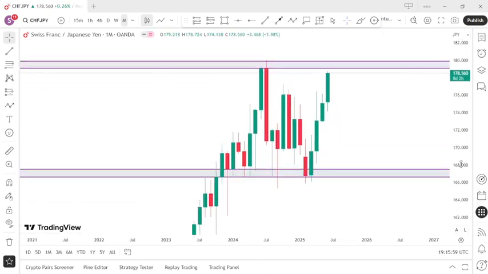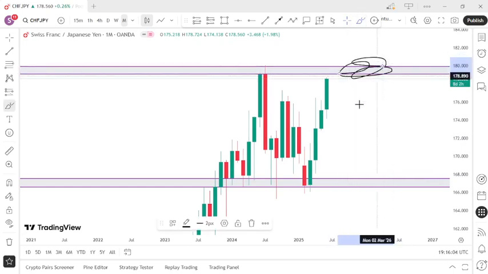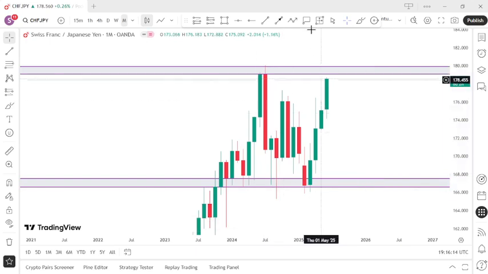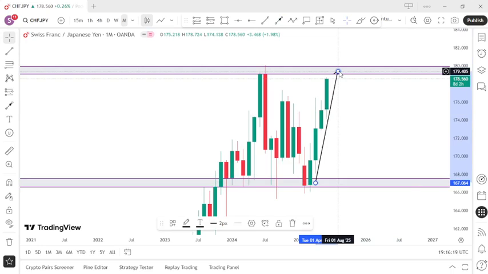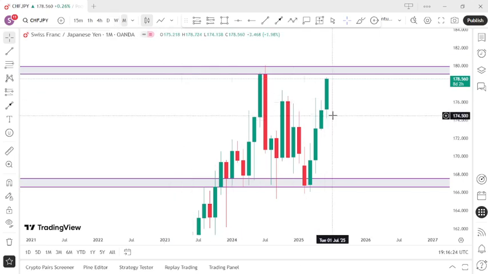On CHFJPY from the monthly time frame, I have my monthly upper zone here, my monthly lower zone here. As you can see, price is moving to the upside. You are seeing a very strong bullish market here. Since price is bullish on the monthly time frame, as you all know, we are going to be looking for buying opportunities as we go through the lower time frames on CHFJPY.